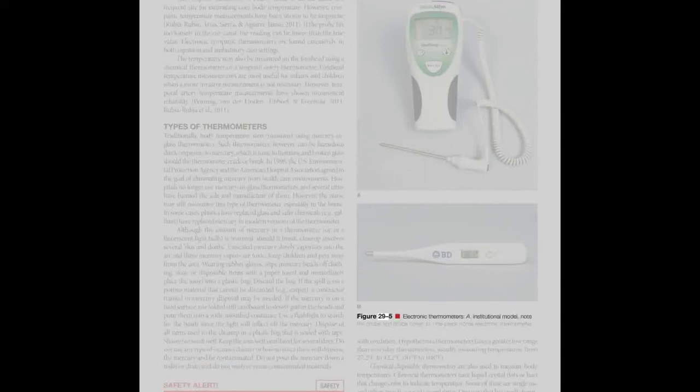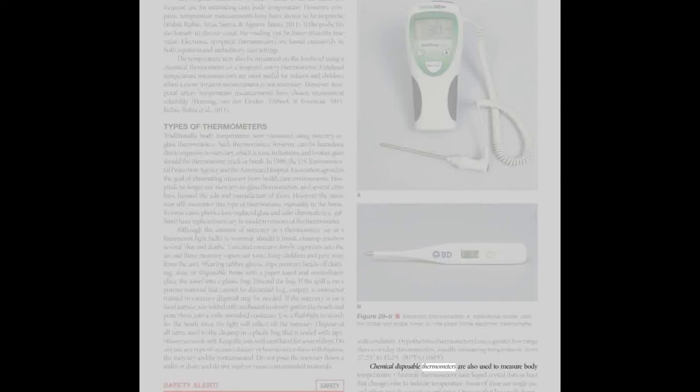Figure 29-5 Electronic thermometers. A. Institutional model. Note the probe and probe cover. B. One-piece home electronic thermometer. Hypothermia thermometers have a greater low range than everyday thermometers, usually measuring temperatures from 27.2 degrees Celsius to 42.2 degrees Celsius, 81 degrees Fahrenheit to 108 degrees Fahrenheit.